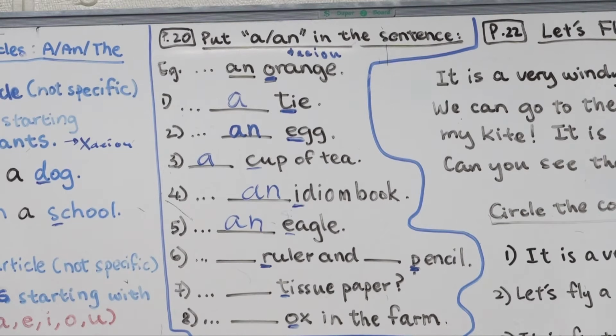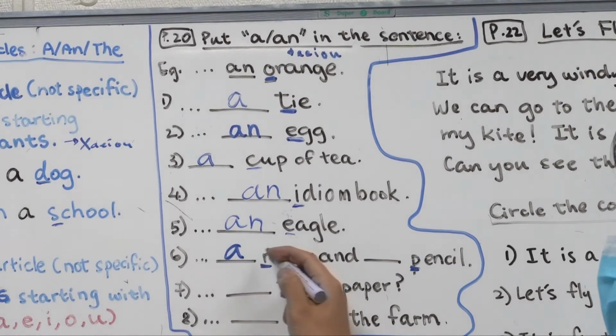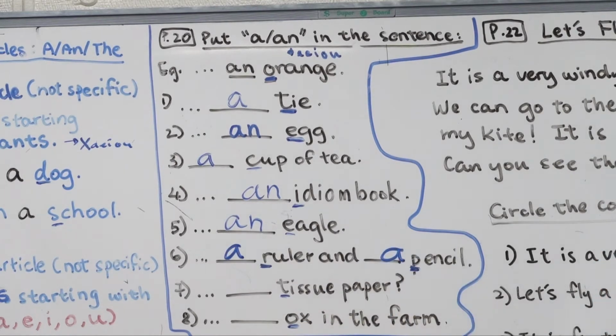Now, for question number 6, we have 2 answers here, right? I mean, 2 questions, basically, so write down 2 answers. I have blank ruler and blank pencil. Now, ruler starts with a consonant, the letter R, and pencil starts with a consonant, the letter P. In this case, we don't need an, instead we will use a. I have a ruler and a pencil.